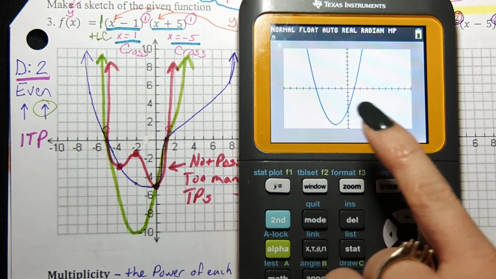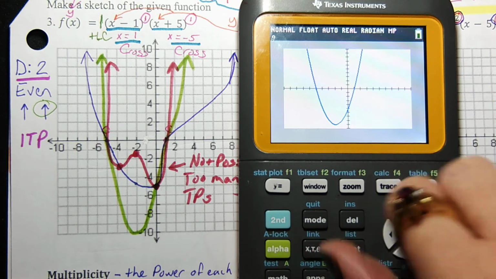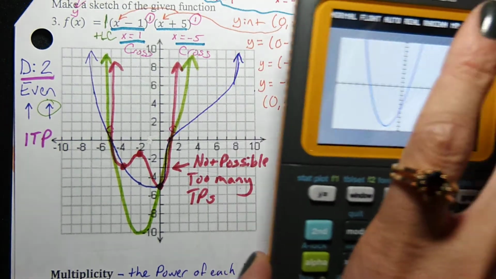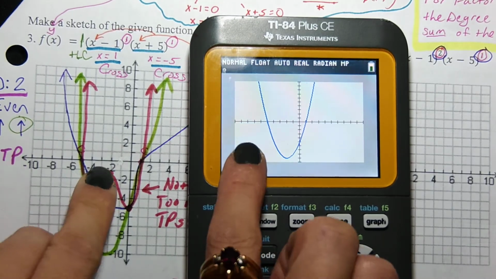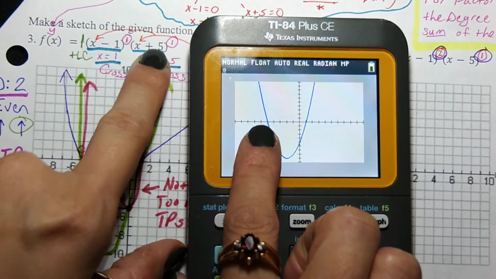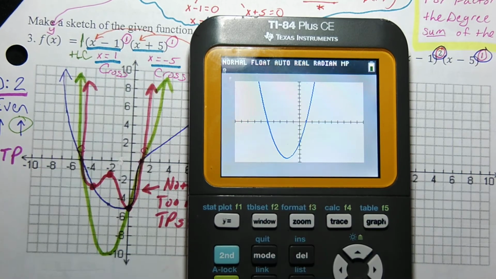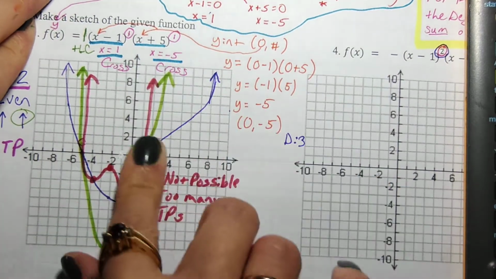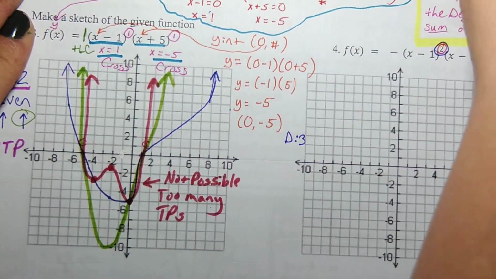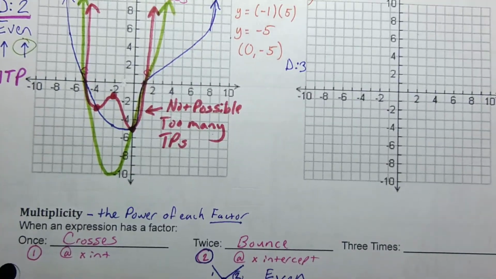I can verify my y-intercept. That looks like it's right at 0, -5. And I can also see my x-intercepts here. There's the x-intercept at -5, and there's the other x-intercept at +1. So that's the nice thing about having a calculator is we can kind of verify what this graph should look like, but we have algebraic ways of finding some of these exact features. So let's go ahead and take a look at our next one.